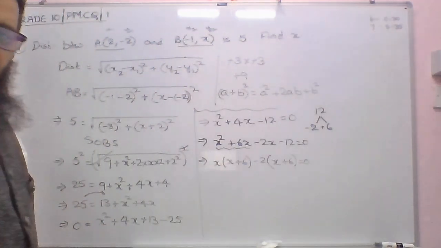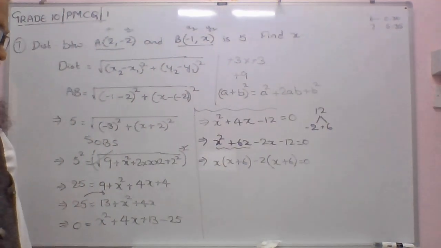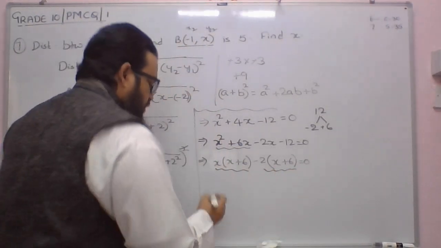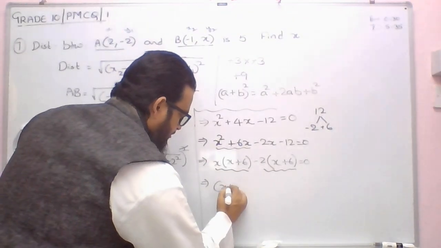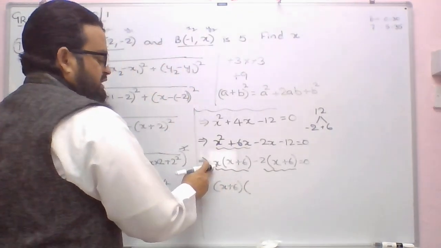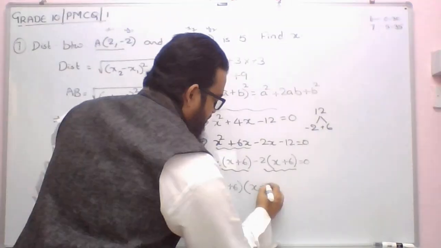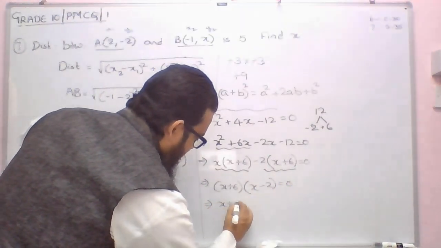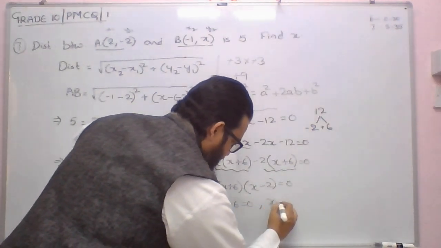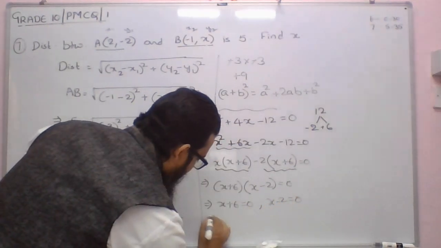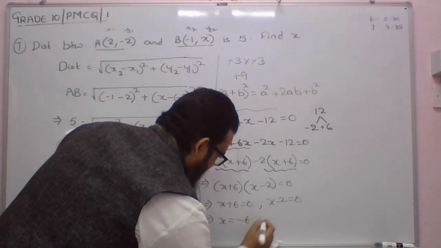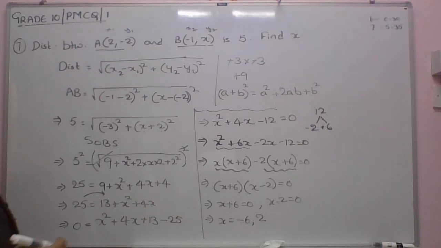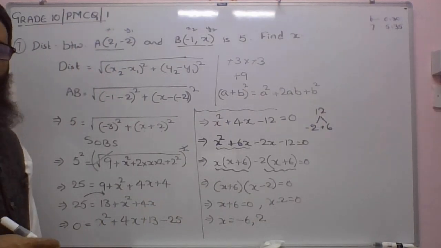Understood? Got it, my dear students? So now in these two terms, this is the first term and this is the second term. What is common? X plus 6 is common. So if I take it out as x plus 6, what is left out? X, and here it is minus 2, equal to 0. So that implies x plus 6 is equal to 0 or x minus 2 is equal to 0. That implies x is equal to minus 6, and minus 2 when you transpose, equal to 2. So the value of x can be minus 6 or 2.